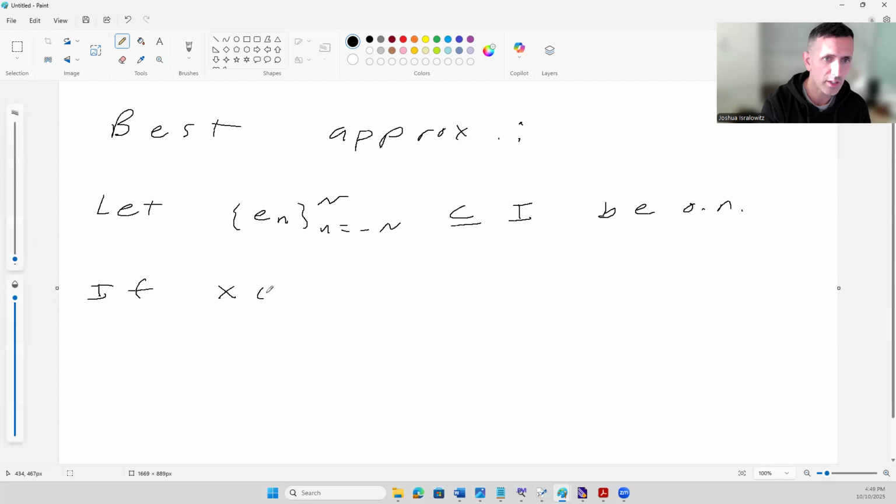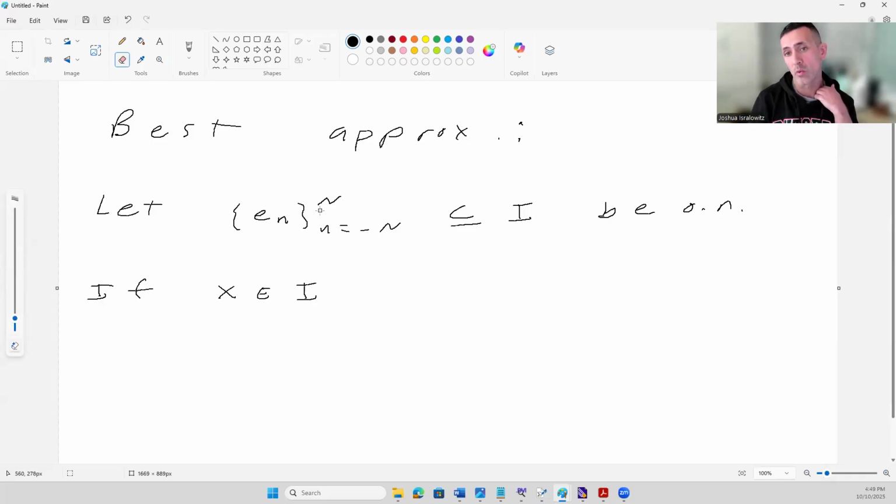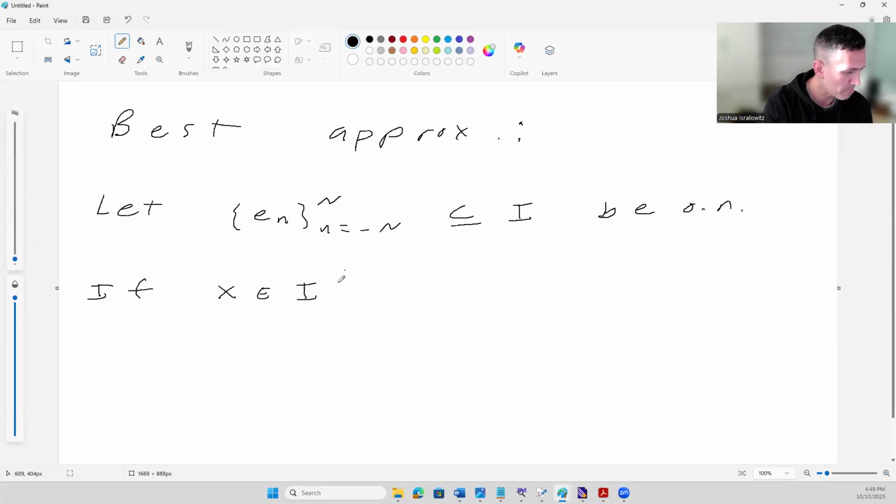So if X is in I, X could be in the span of this, it may or may not be. Actually, we could even have that X can be written as an infinite series that converges in the norm associated to I. But in general, let's just say we have X in I. Then the claim is as follows.